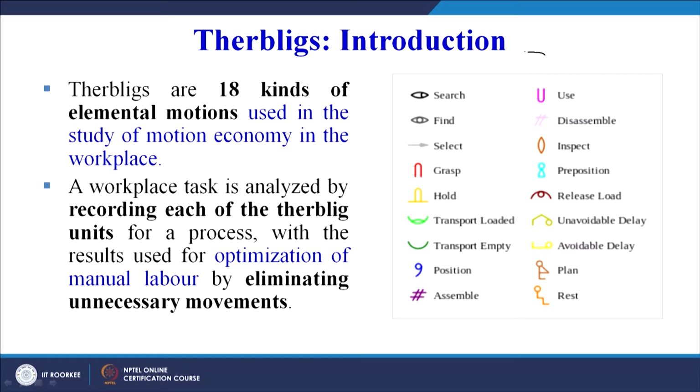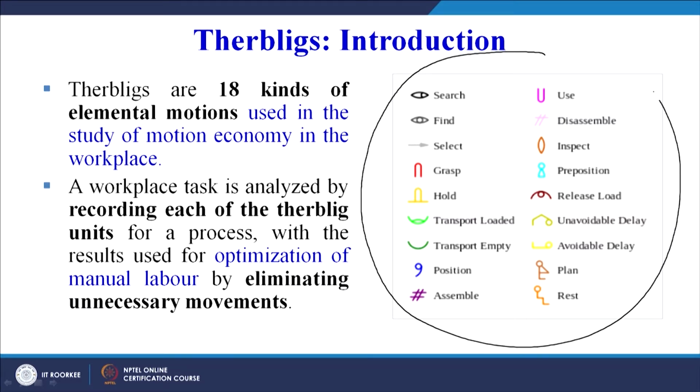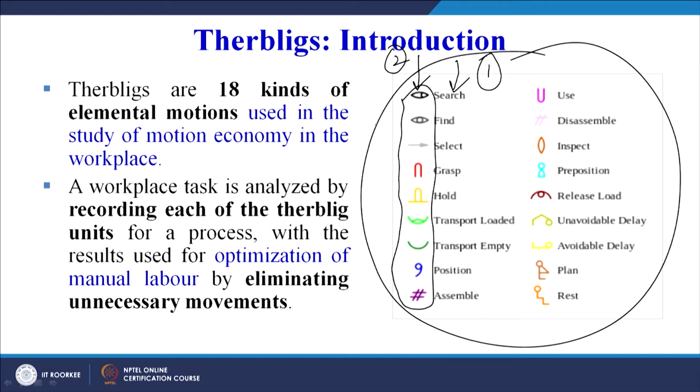You can see in the box here, there are three things. There are micro motions. Number one, their names are given. Number two, the symbols are given. These are the symbols. What is the third thing? Maybe a very common sense based question. The third thing is the colors of the Therbligs.